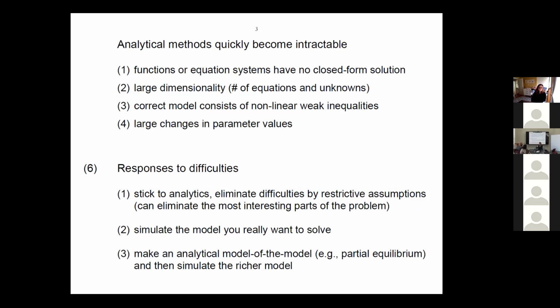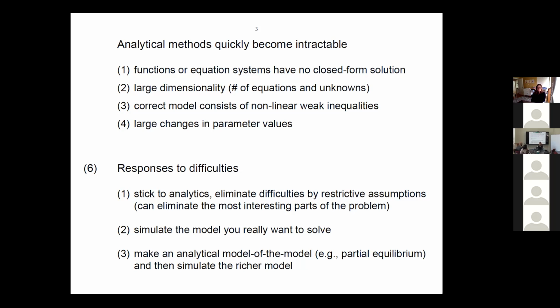Okay, I guess I sort of said some of this. But the reason analytical methods tend to fail: first of all, functions or equation systems have no closed form solutions. Large dimensionality can't be handled. Correct models consist of nonlinear weak inequalities. Analytical methods tend to impose the requirement that you have some kind of corner solution typically. And a lot of the analysis in analytics is local, very small differential changes. But that's not what we're interested in for policy.